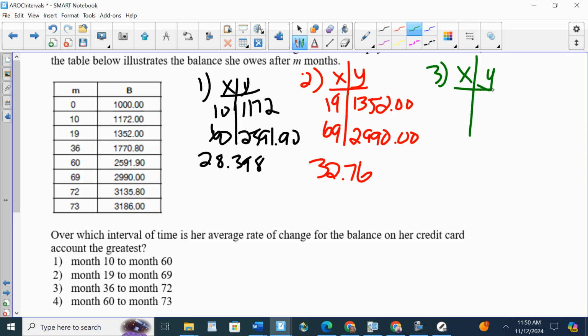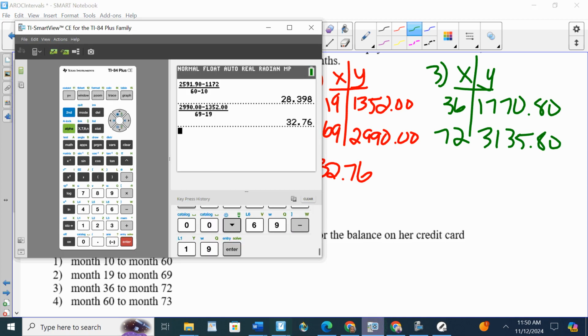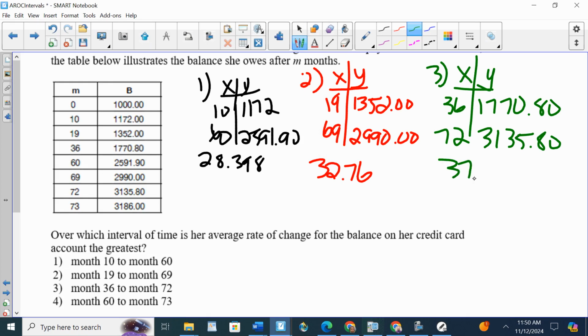I've got month 36 to 72. So 36 is 1770.80. 72 is 3135.80. Bottom minus top, 3135.80 minus 1770.80 over bottom minus top for the x's, 72 minus 36, 37.916. And I got one choice left. I've got choice 4.